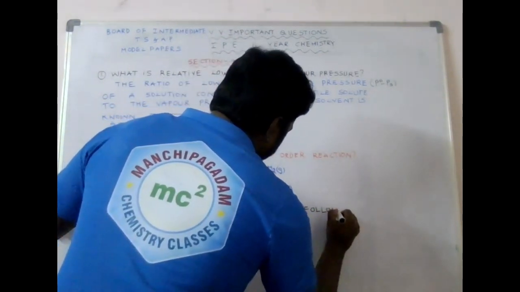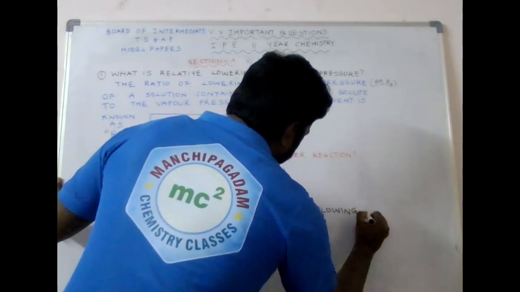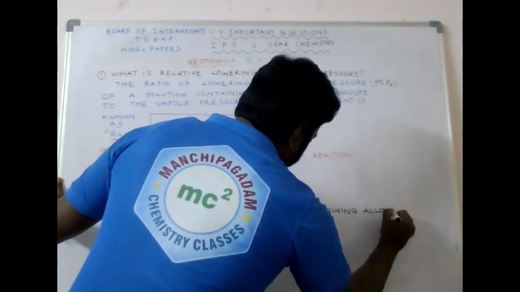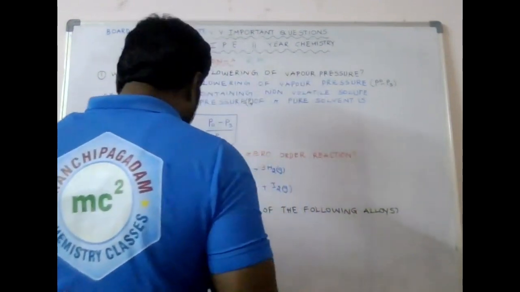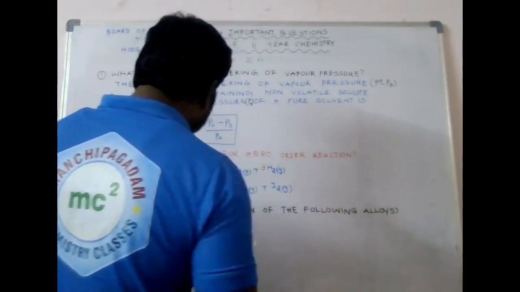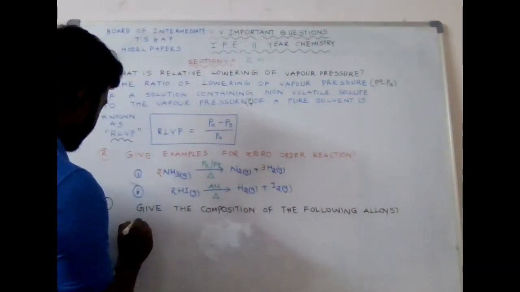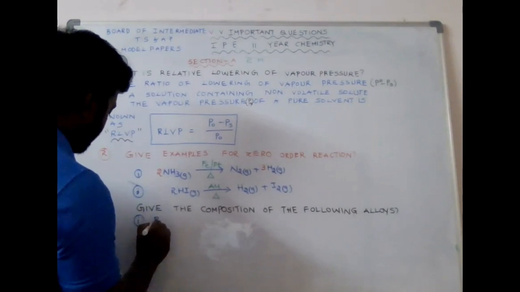The following alloys are given. The first one, you can expect, is asked most of the time, several times they asked it. The first one asked is brass.